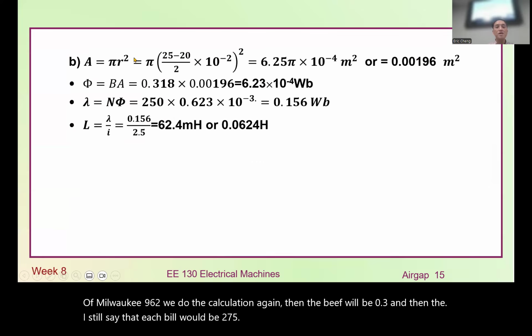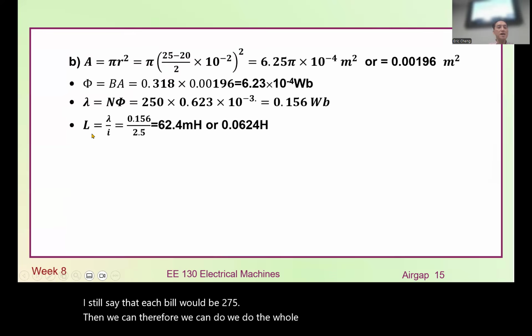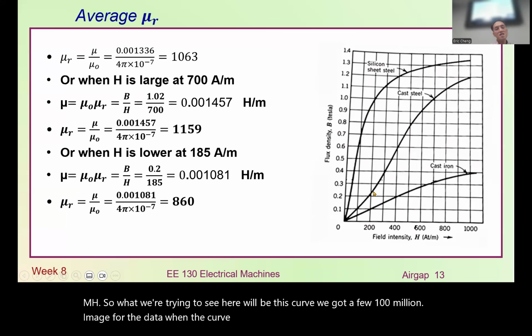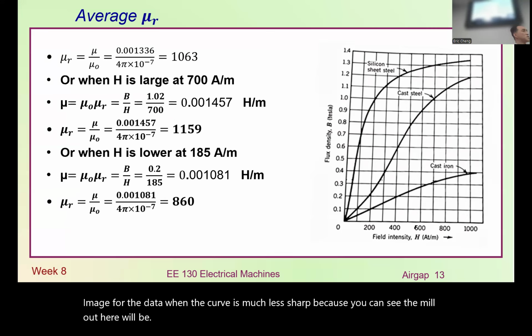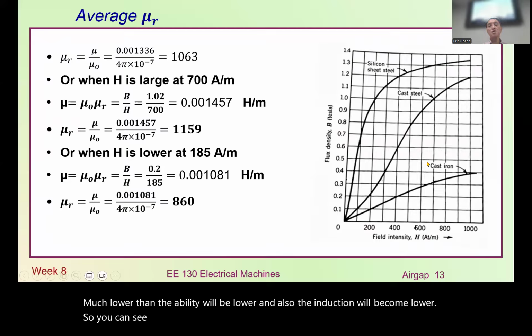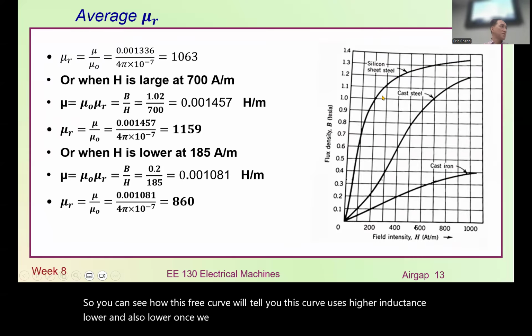Then we do the whole calculation, and L will be 62 mH. So what we are trying to see here is that with this curve we got a few hundred mH for the inductor. When the curve is much less sharp, the mu r here will be much lower, then the permeability will be lower, and the inductance will also become lower. So you can see how these curves tell you that this curve usually gives a higher inductance, and the other a lower one. Once we insert an air gap, everything changes.